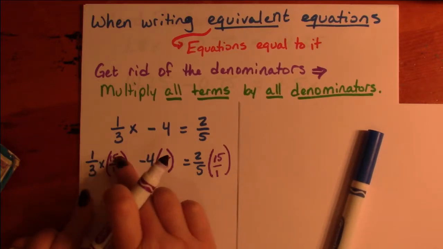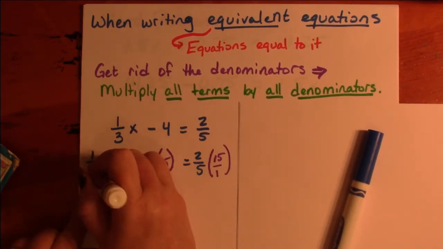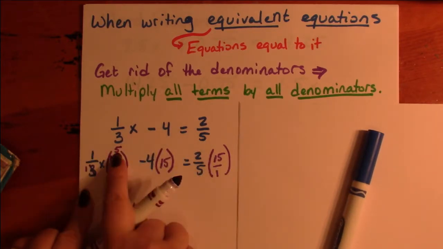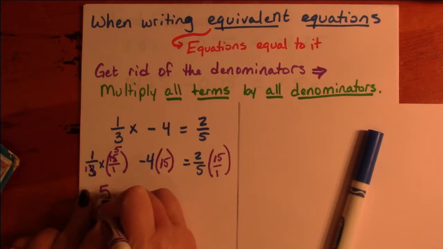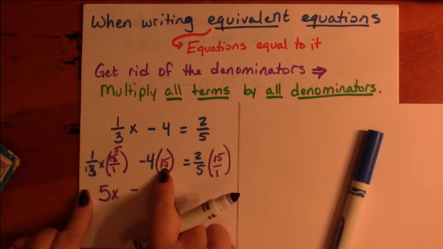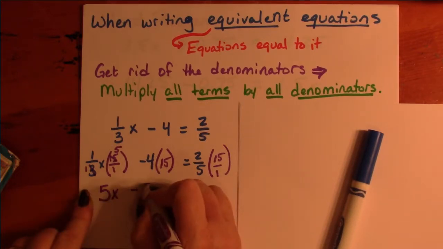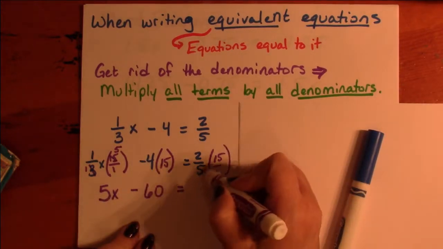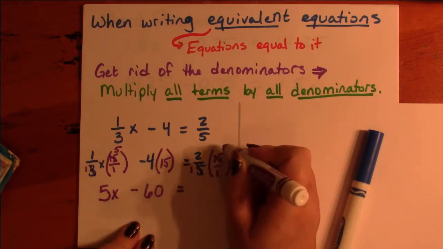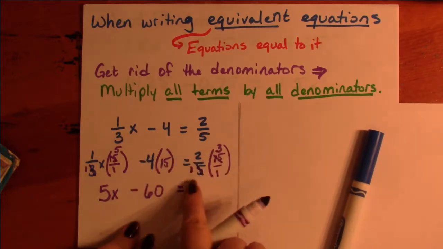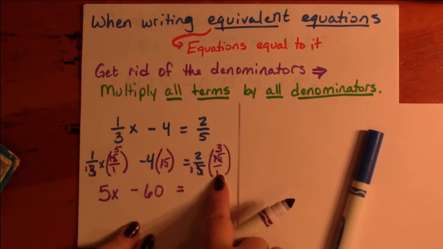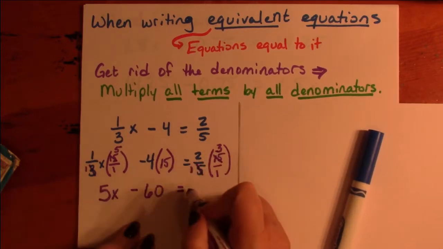I can cross cancel my 3. 3 goes into 3 once, 3 goes into 15 5 times. 1 times 5 is 5 over 1. And here's my x. 4 times 15 is 60. And here I'm going to cross cancel my 5s. 5 goes into 5 1 times, 5 goes into 15 3 times. Now my denominator's 1, and that's great. And now it's gone, and 2 times 3 is 6.